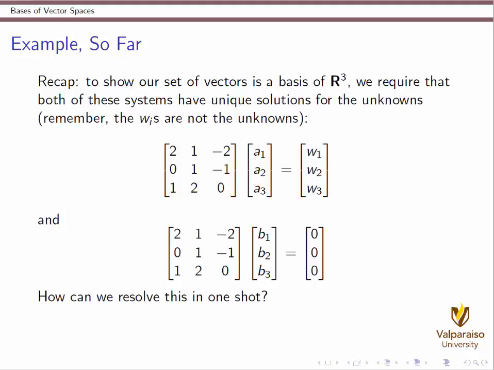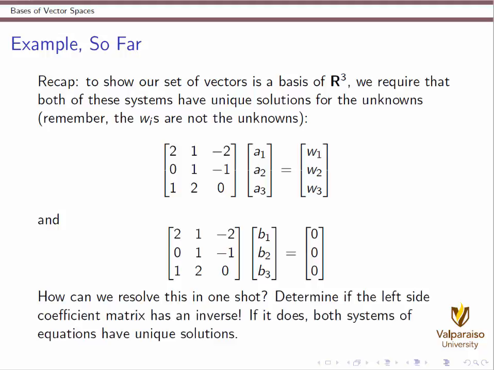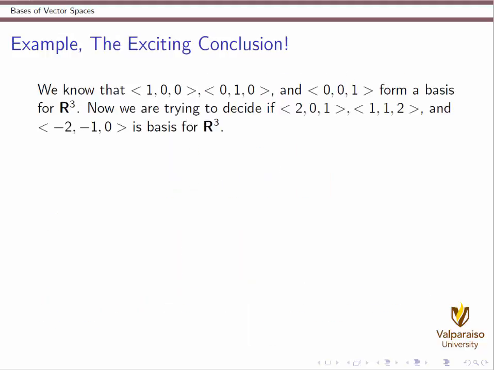So in the top system, we will have shown that no matter what W1, W2, and W3 are, there will be a unique solution for a linear combination building that vector. And in the second one, if the coefficient matrix has an inverse, we will be showing that the only way to produce the 0 vector is for the B's to all be 0, meaning linear independence. So you know how to find inverses. We're not going to repeat it. This is cool because we get to solve 2 problems with one shot.